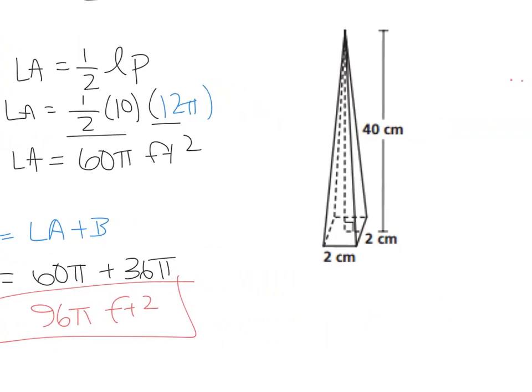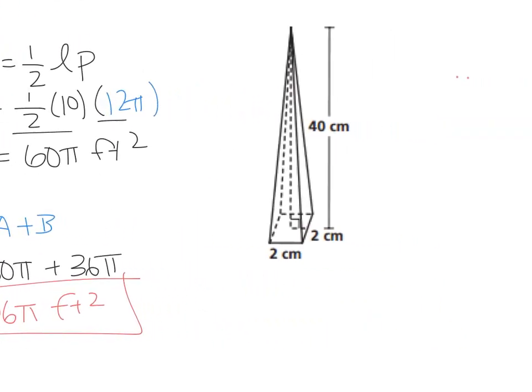And then the last one, this 40 right here is the height of the pyramid. And this is 1 right here. But we need to get the slant height. So the slant height is this part. To get the slant height, you do 1 squared plus 40 squared equals c squared.